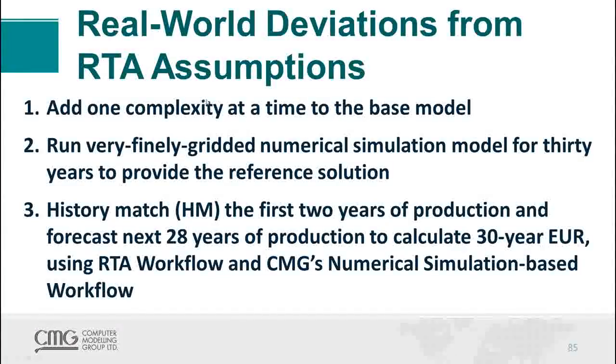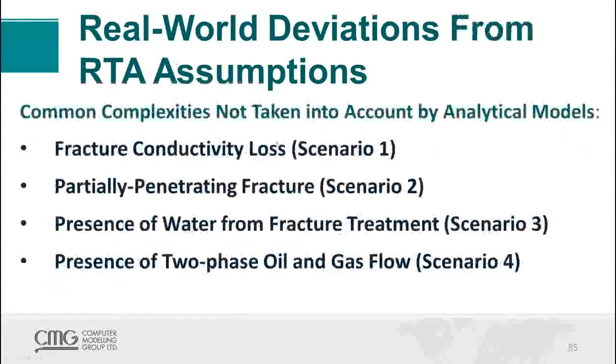Okay, so we're going to look at 4 different complexities. We're going to run a fine grid numerical model for 30 years to generate the reference solution. And then we're going to provide the first 2 years of that forecast to both RTA and to the CMG workflow to do history matching and forecasting, just to see how well we match the correct solution for the production at the end of 30 years.